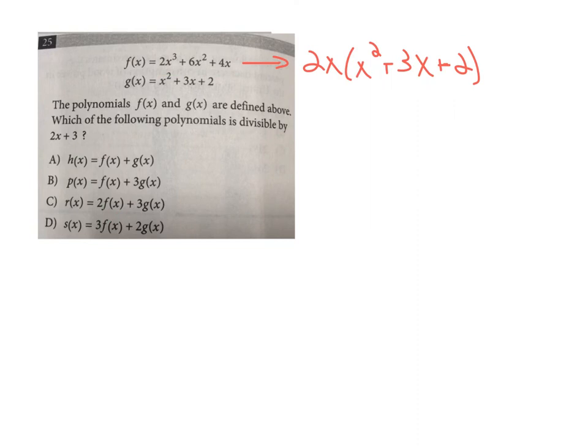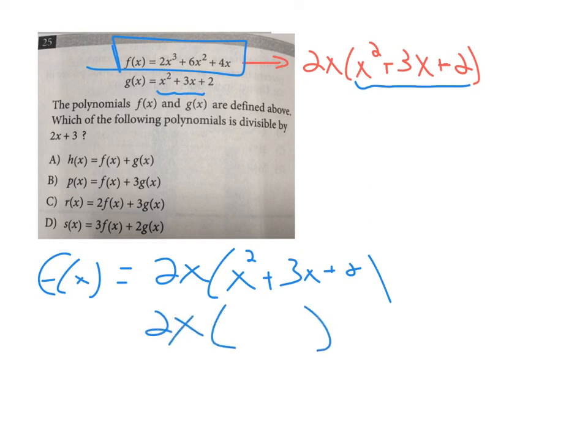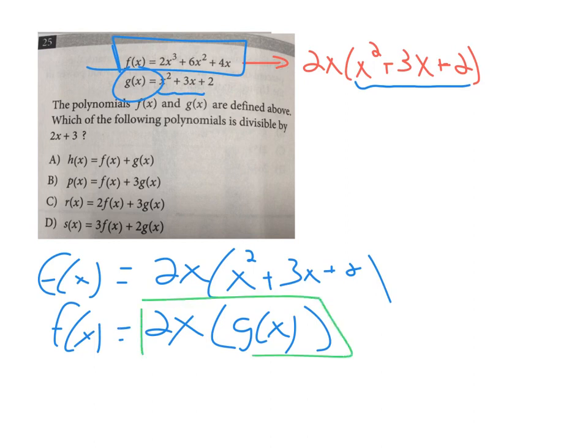Now take a look. G of x has part of f of x. G of x is just the parentheses portion of f of x. So basically what I'm going to do is this. F of x is equal to 2x times x squared plus 3x plus 2. That's what f of x is equal to. But that would be the same as 2x times this g of x. So basically, function f is just going to be 2x times function g. And that's the trick to the question.